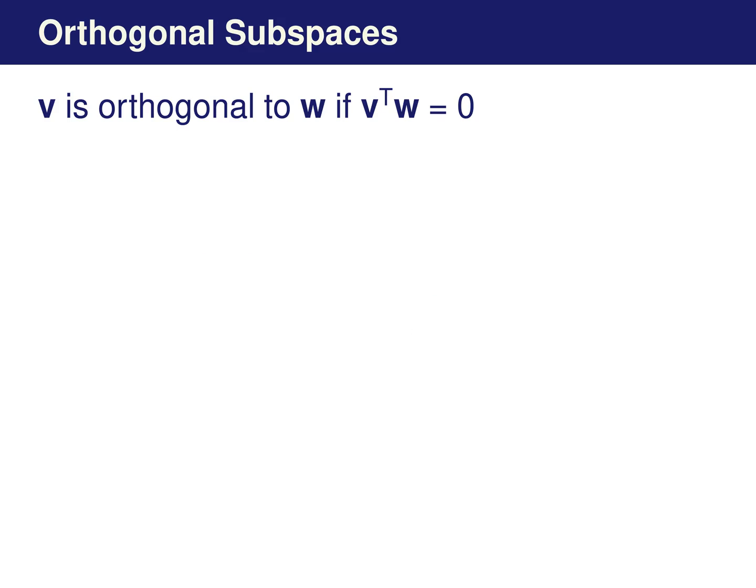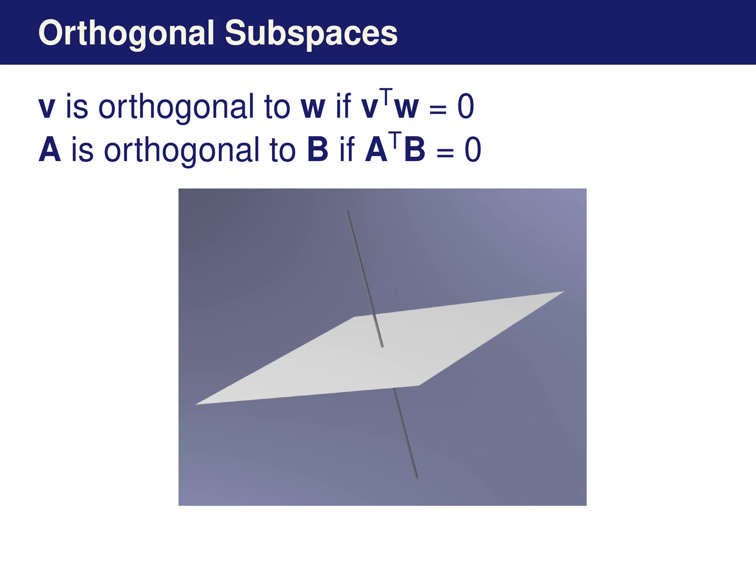This is a good point to include a note about orthogonal subspaces. We said that two vectors are said to be orthogonal if their inner product is 0. Geometrically, this says that either one of the vectors has 0 length, or the vectors are perpendicular. We say that two matrices A and B are orthogonal if their inner product is a 0 matrix. This means that every column of A is orthogonal to every column of B. This line is orthogonal to this plane, but two planes in R3 can never be orthogonal, because every vector in one plane is not orthogonal to every vector in the other plane.